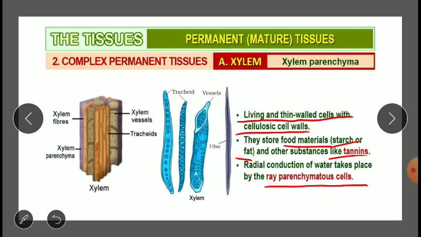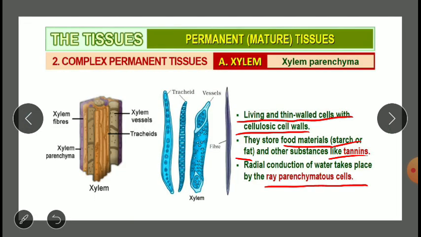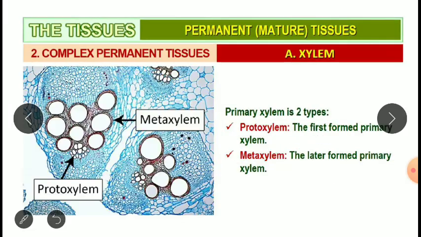So these are going to be the four elements of the xylem: the tracheids, the vessels, the xylem fibers, and the xylem parenchyma. The first three, that is the tracheids, vessels, and xylem fibers, are dead tissues, whereas the xylem parenchyma is the one and only living tissue of the xylem.